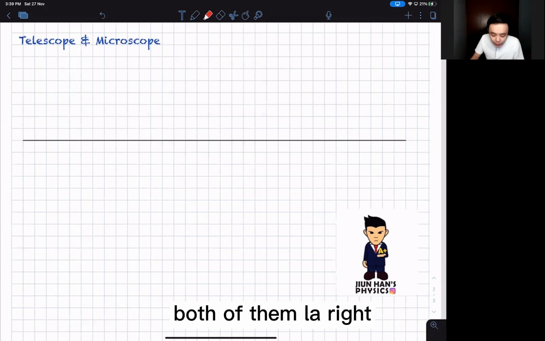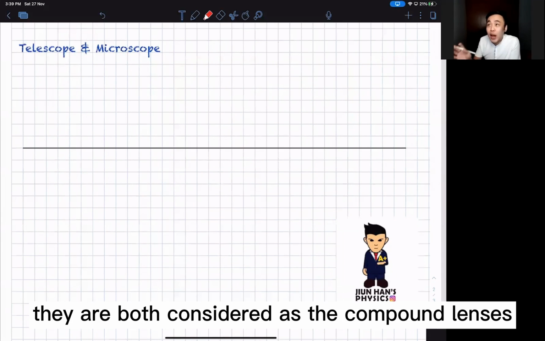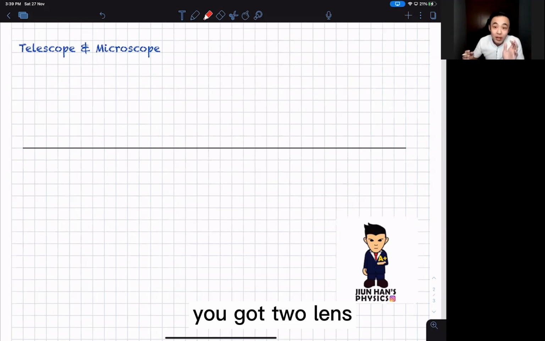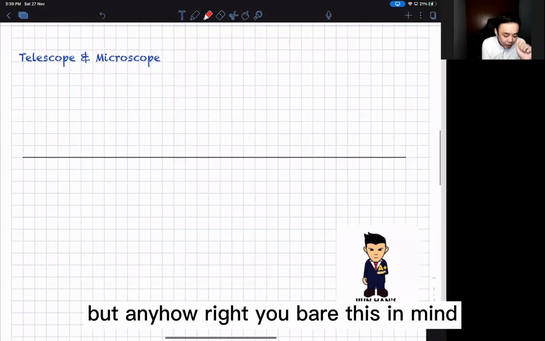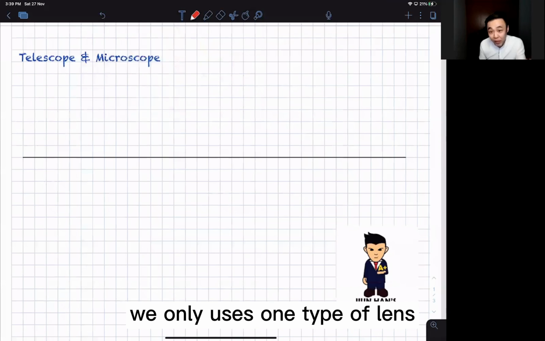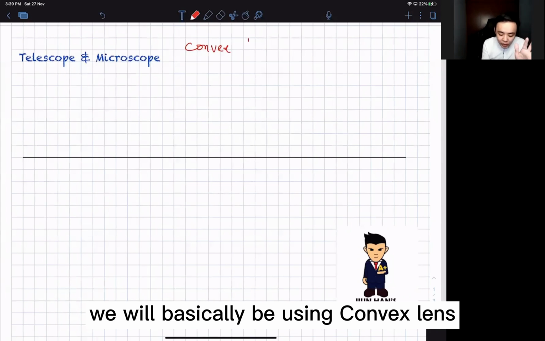Both of them, telescope and microscope, are considered compound lenses. The idea of compound lenses means you have two lenses. But bear this in mind: for telescope and microscope, we only use one type of lens, which is the convex lens. We don't use concave. We will only be using convex lens.